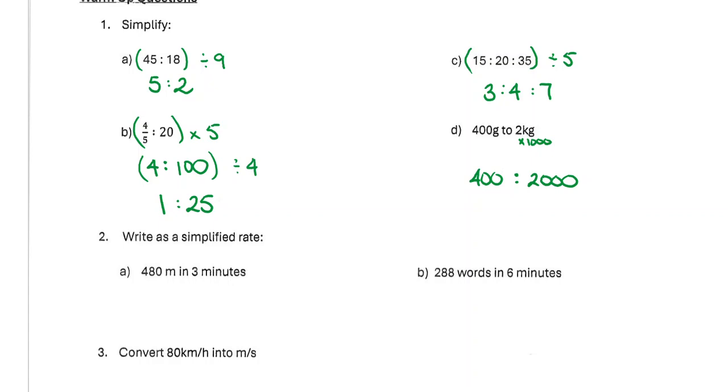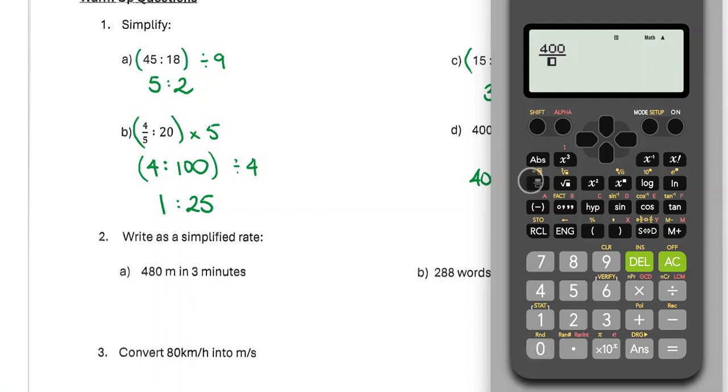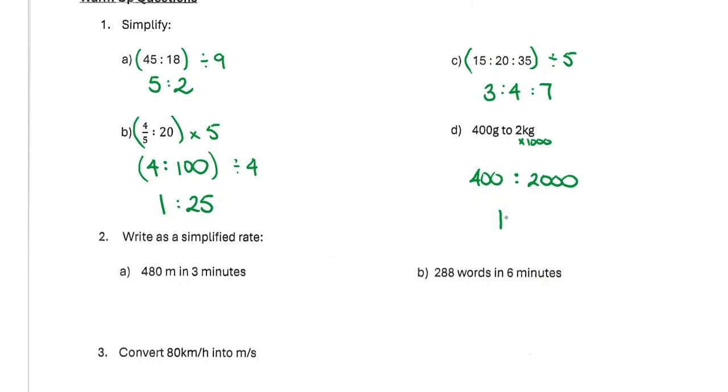Then I can simplify that ratio. Now let's do this one on the calculator. I can put in 400 over 2,000 and it will simplify down to 1 to 5.